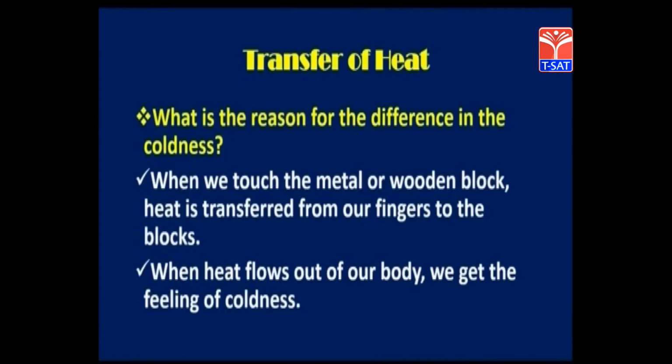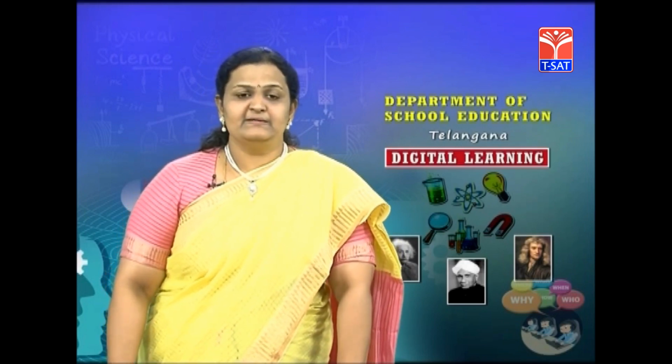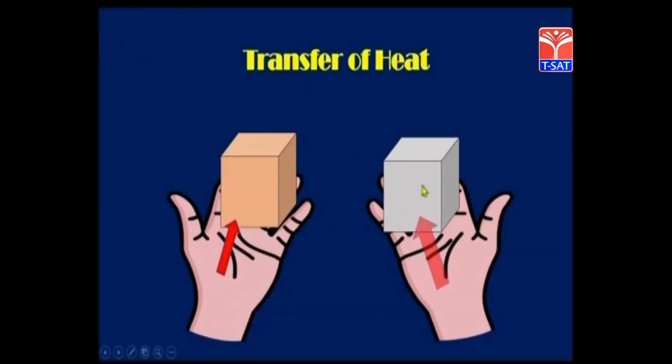So we are giving out heat, children. Our body is losing heat to the metal object or the wooden object. So when we are giving out heat, definitely we will get the experience of being cold. Okay, children? Let us see this. See this arrow mark, children. This is the metal block and the bigger arrow mark indicates more amount of heat is flowing from our hands to the metal block. And here, this is the wooden block. A smaller arrow indicating lesser heat being flowed to the wooden block.